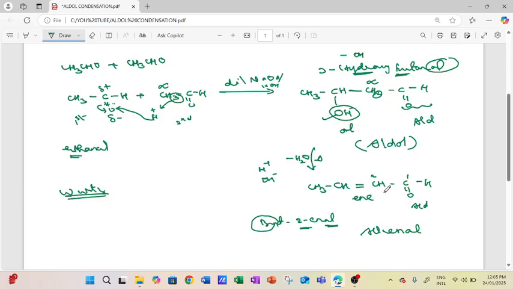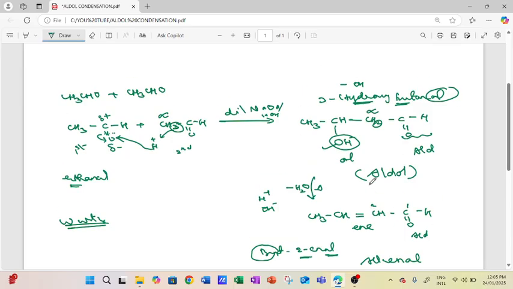So here I have taken the same aldehyde. Two molecules of aldehyde, both are ethanal. If the same aldehyde molecules are taking part in aldol condensation, that process is called self-aldol condensation. Similar molecules. But there is a different form which is called cross-aldol condensation.